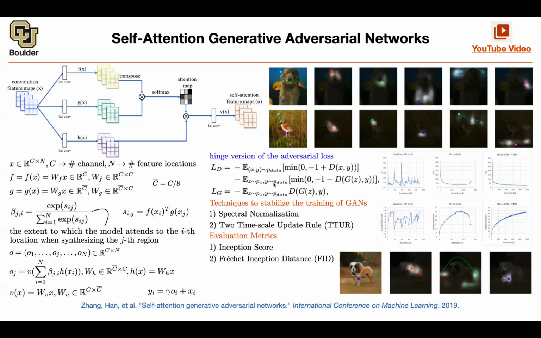We are going to be using hinge loss, and then we learned about these techniques. That's why we were covering them. We learned about spectral normalization and the two-time scale update rule, and we also learned about our evaluation metrics. Then you can inject spectral normalization not only on your discriminator, but also on your generator. It also helps if you use the two-time scale update rule.